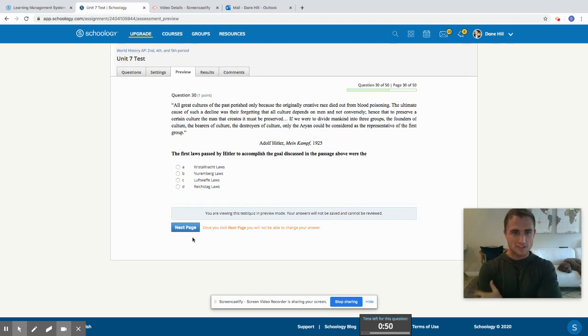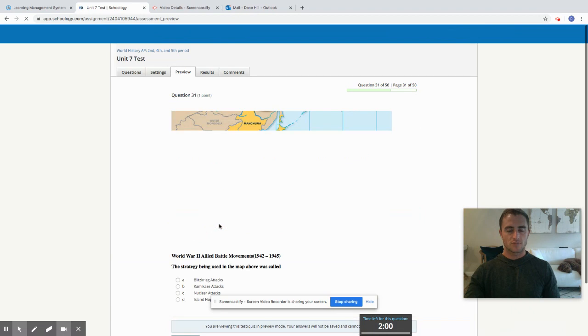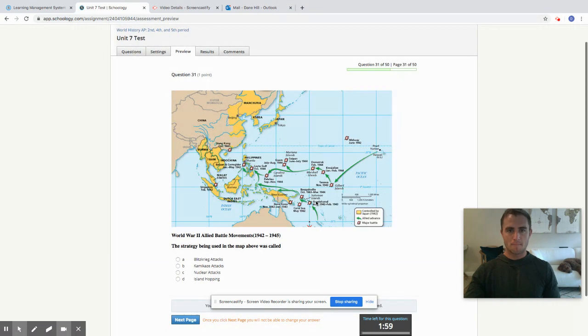Okay, I'm going to pick things up here. The first laws passed by Hitler to accomplish the goal discussed in the passage above were the Nuremberg laws, because that stripped the rights of Jews in Germany. Okay, so we have a map, and this map shows World War II Allied battle movements. Starting in Pearl Harbor, and we're moving towards the mainland of Asia and moving towards Japan.